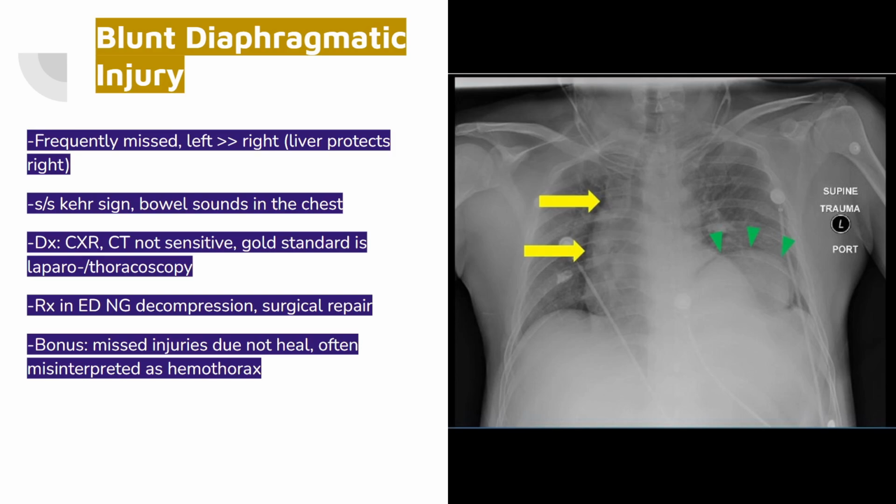NG decompression, they're going to need surgical repair, of course. They're often missed, they don't heal, often misinterpreted as a pneumothorax or a hemothorax, pulmonary contusion, etc. Right? So one of your board questions might show you all of those pathologies, and you're going to have to be able to distinguish them.